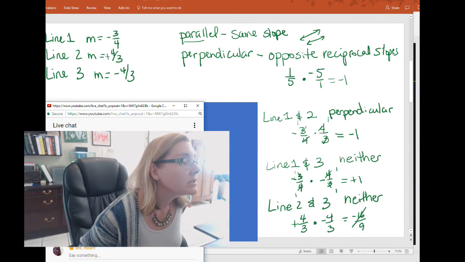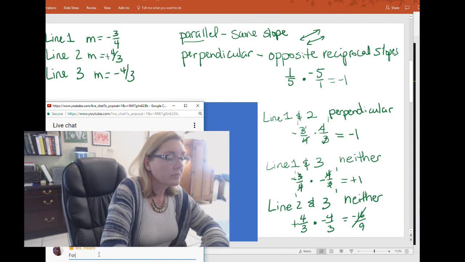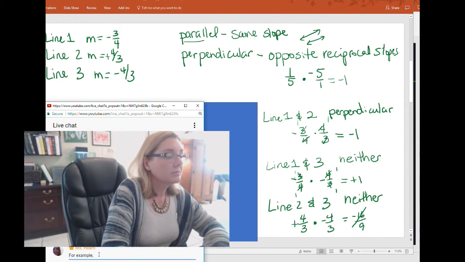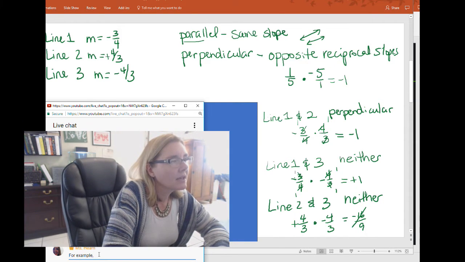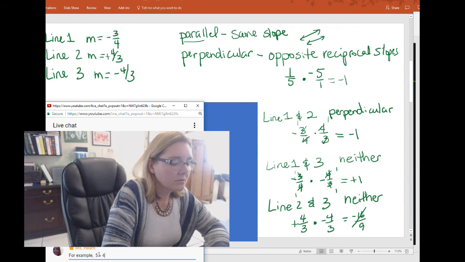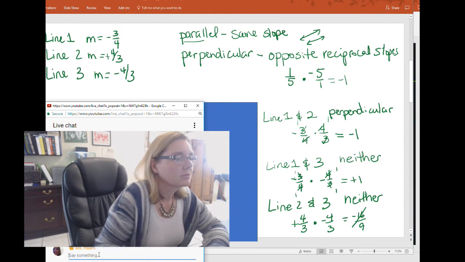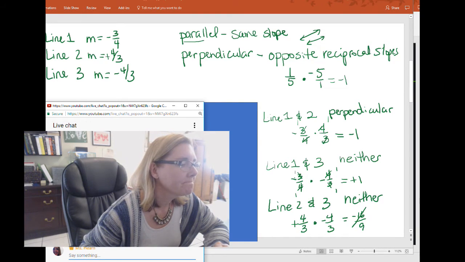Let's see, there's a question. Can you explain how to tell when a line is horizontal or vertical when ending in X or Y, because I'm stumped? Okay, so for example, when ending in X or Y. So are you saying that you saw something like 5 = 4 + Y? Something like that?